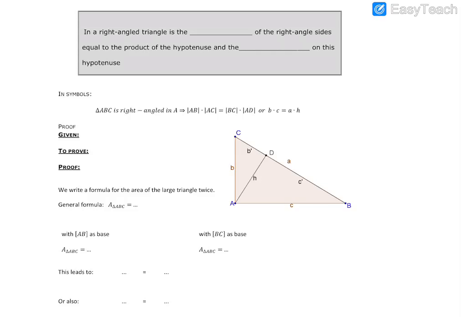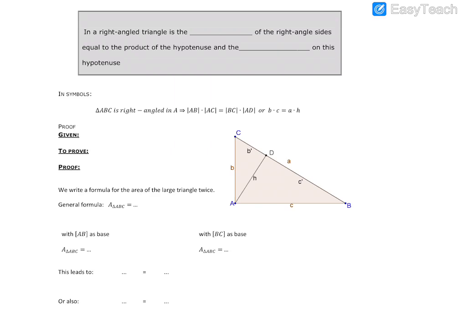So today I'm going to learn you something about the metric relations. Metric relations, in het Nederlands metrische betrekkingen. Metric relations are all the different relationships between the elements we already learned in these right-angled triangles.